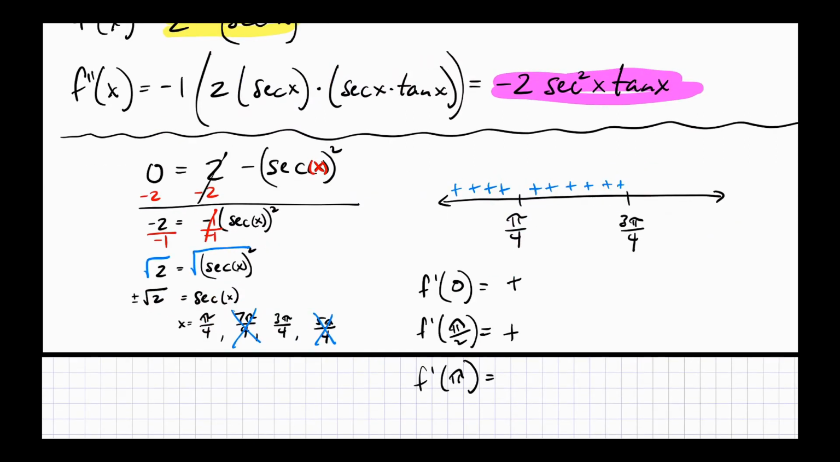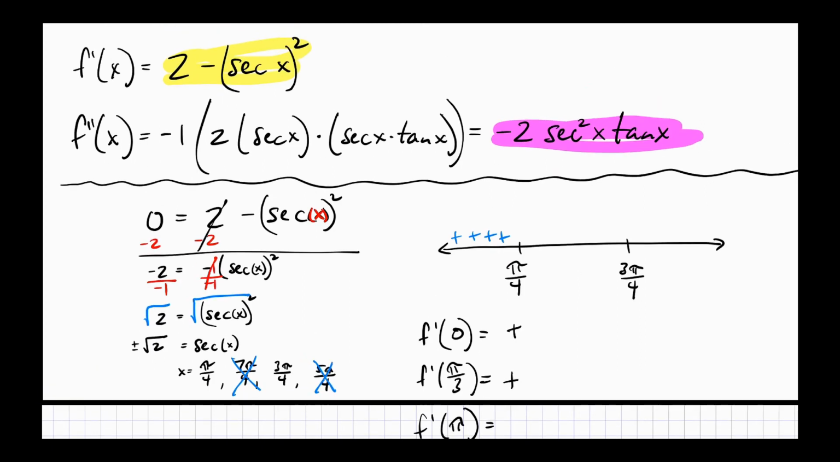Wait, I shouldn't pick that number then. If it doesn't exist, I should pick a value that exists. So let me pick another value that does exist. Let's see, pi over 3. So when I plug in pi over 3, secant of pi over 3 is positive 2.